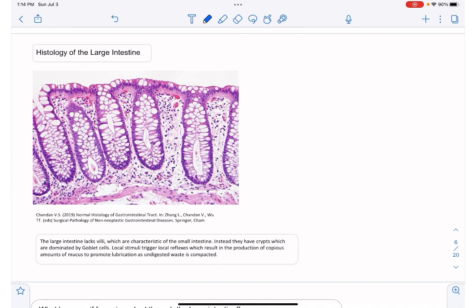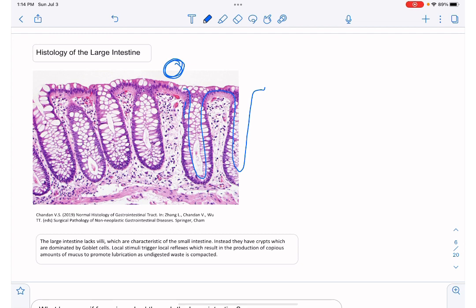Here we have some histology of the large intestine, and it looks different than the small intestine. In the small intestine, you have these finger-like projections called villi, which serve to increase surface area, but we don't have those here. Instead, this is the lumen, so that's where the chyme is going to pass through, and instead of having villi, we have these distinct crypts. So these indentations, or depressions, of the large intestine wall.